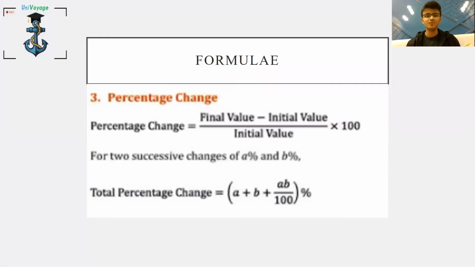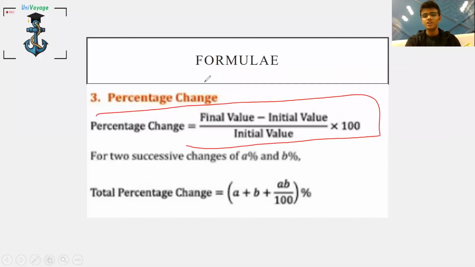This is a very basic part of mathematics, so this is a primary formula which I hope everyone knows. Percentage change is final value minus initial value upon initial value into 100. The key point is that percentage change is always calculated on the older value, the initial value, right?